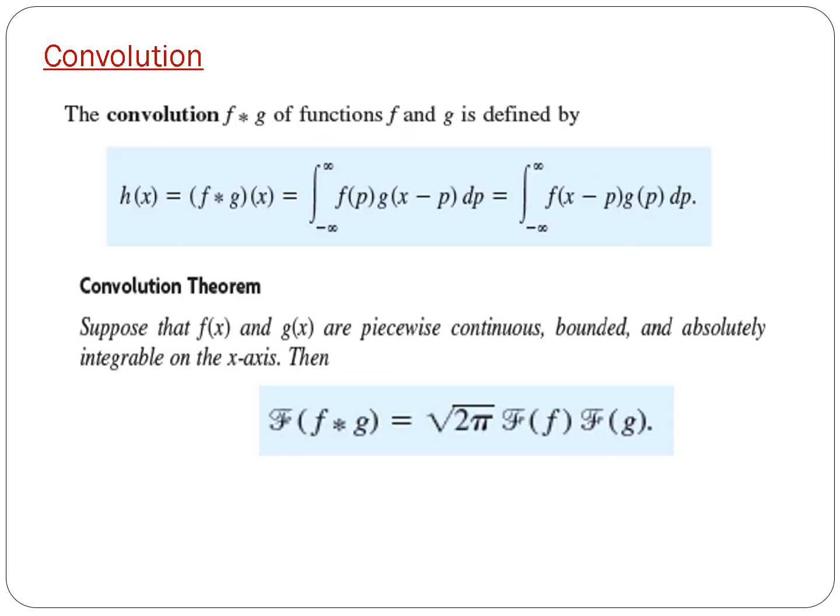Now we can see the definition of convolution. The convolution of two functions f and g, denoted by f star g, equal to f star g of x, or that is also equal to h of x, equals integral minus infinity to infinity f of p g of x minus p dp, that is again equal to integral minus infinity to infinity f of x minus p g of p dp. And the convolution theorem states that if f and g are piecewise continuous, bounded and absolutely integrable on the x-axis, then the Fourier transform of f star g equals root of 2 pi times the Fourier transform of f into the Fourier transform of g.